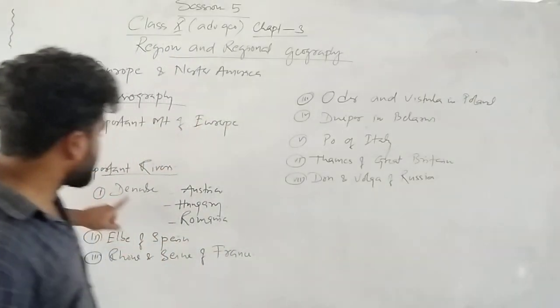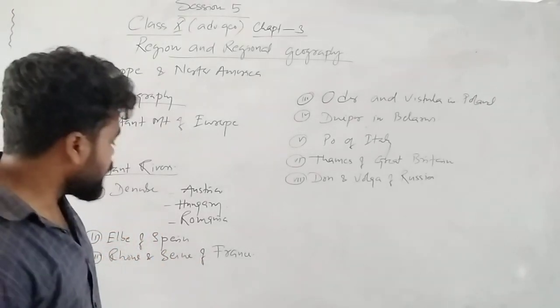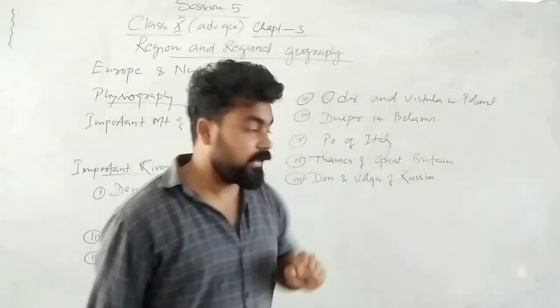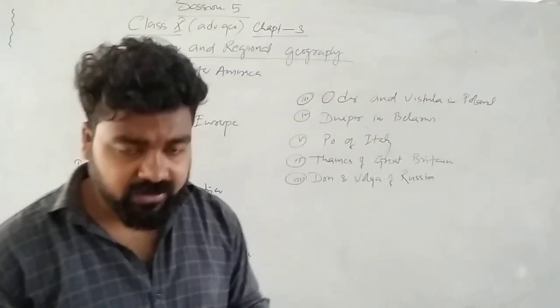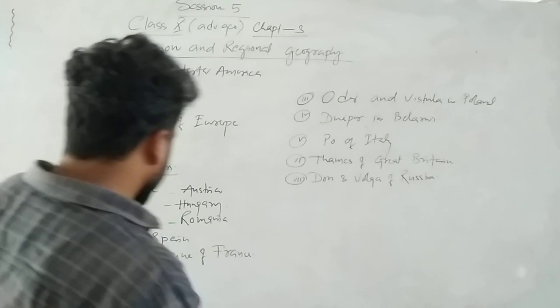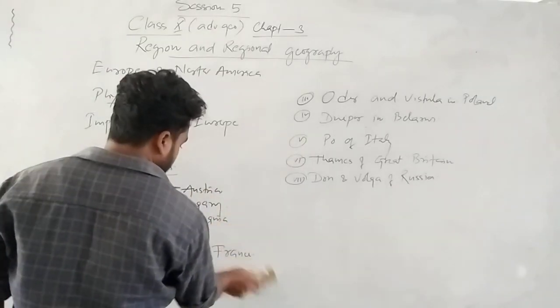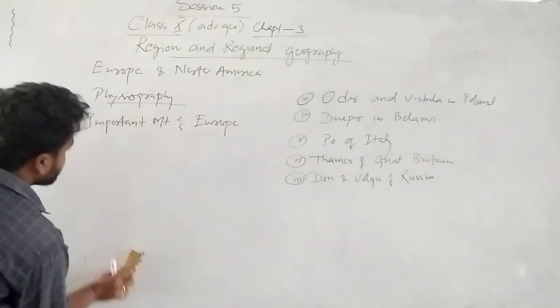So these are the rivers. Danube of Austria, Hungary, Romania, Elbe of Spain, Rhone and Seine of France, Oder and the Vistula of Poland, Dnieper in Belarus, Po of Italy, Thames of Great Britain, Don of Volga. Only this much regarding rivers. The other rivers, mountains, whatever is there, we have to remember only. Nothing is there in your syllabus. So again after that, we'll see what is the climatic condition in Europe.